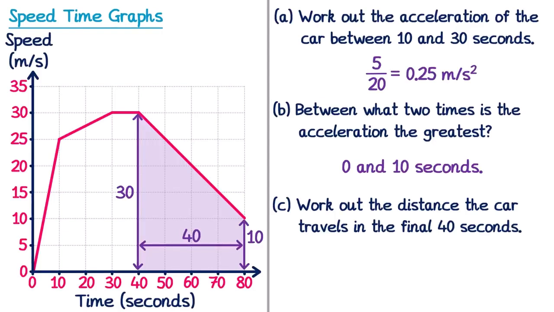We then use the formula for the area of the trapezium, which is 1/2 multiplied by the sum of the parallel sides, so 30 plus 10, multiplied by the height, which is 40. And this gives you a total of 800, so the answer is 800 meters.